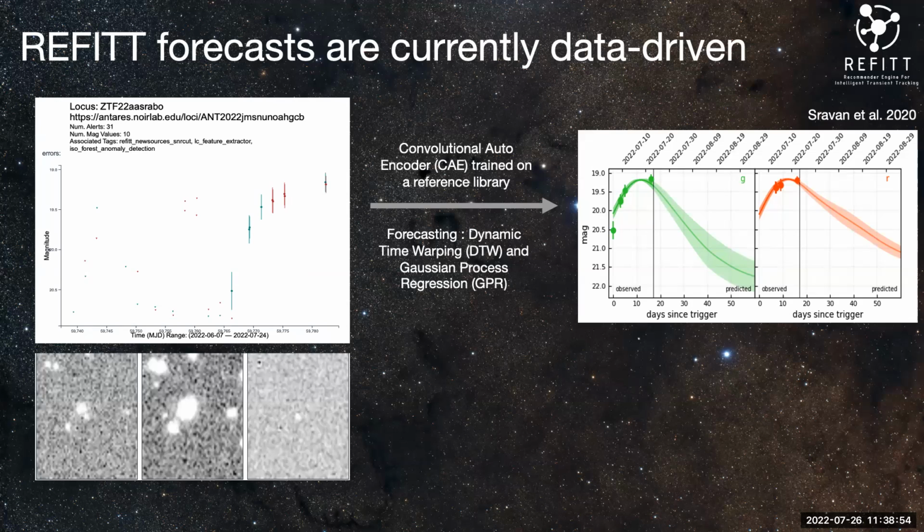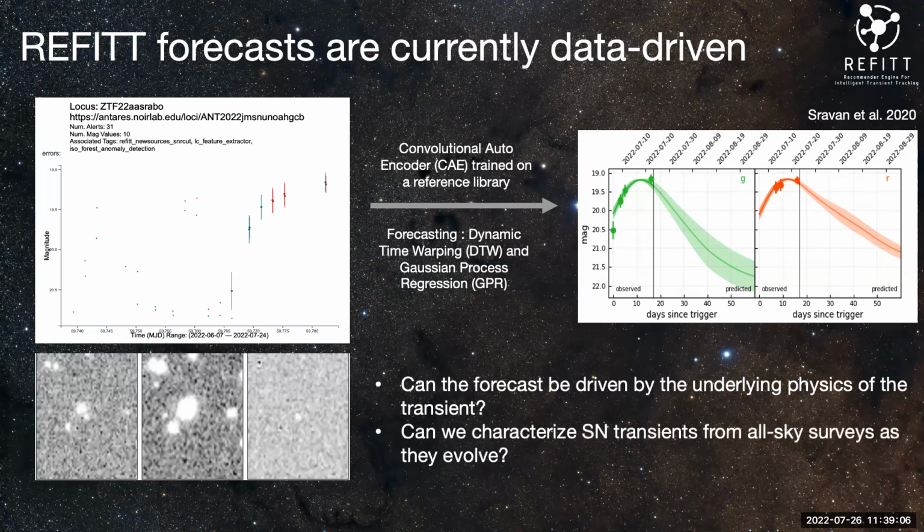So the work which we focus on in this talk is about core-collapse supernovae. I consider this talk to be an idea, and this could be extended to multiple different types of core-collapse supernovae. Those are the questions I am trying to address: can we have a forecast driven by the underlying physics of the transient, and then can we use these characterizations as they evolve to guide the follow-up of these transients?